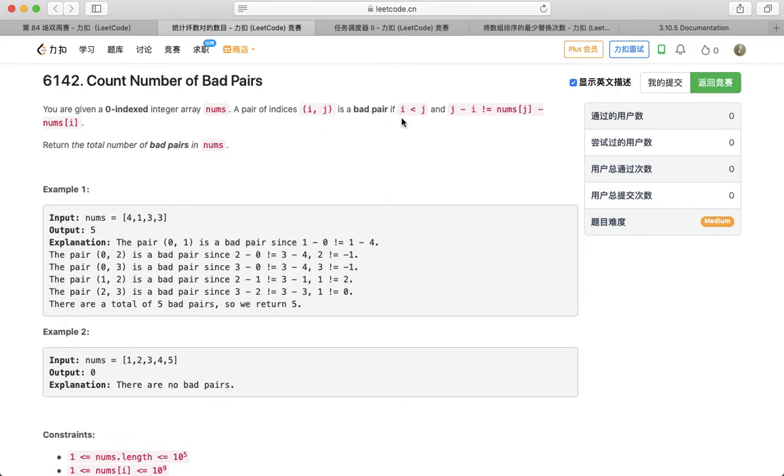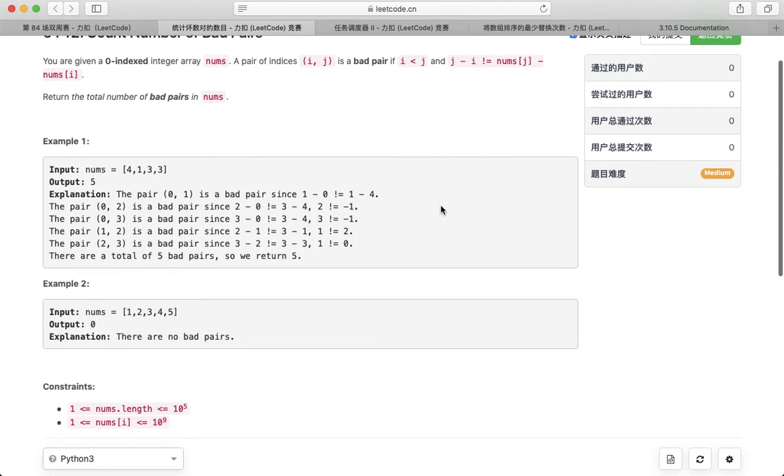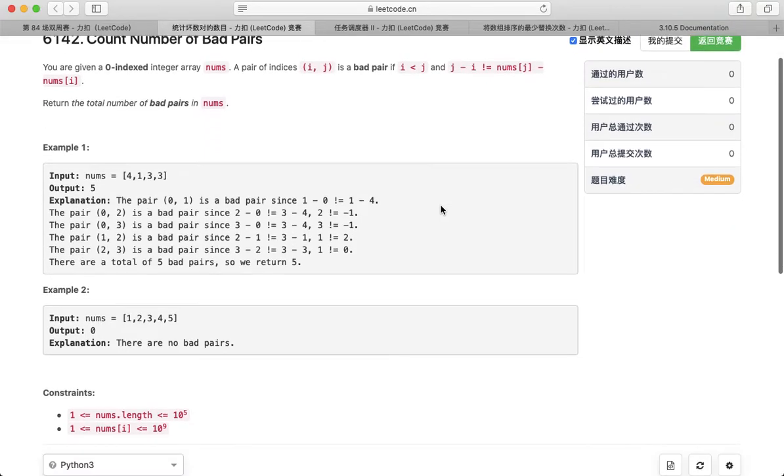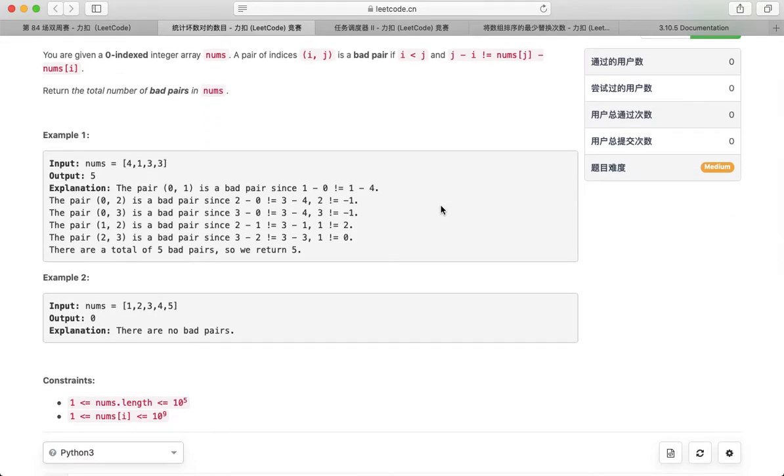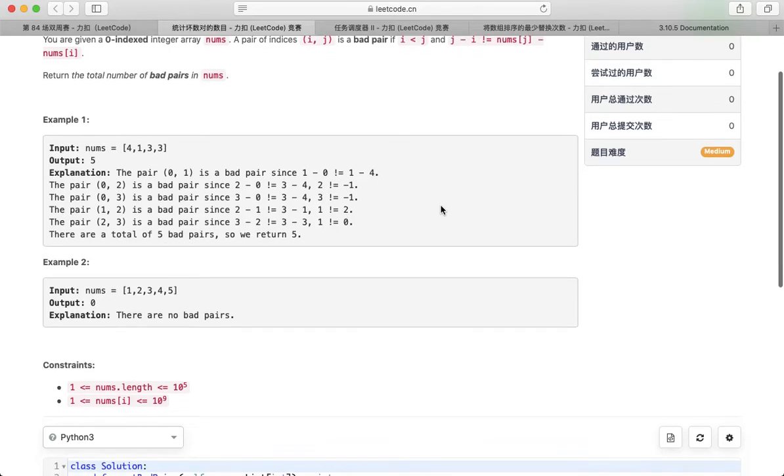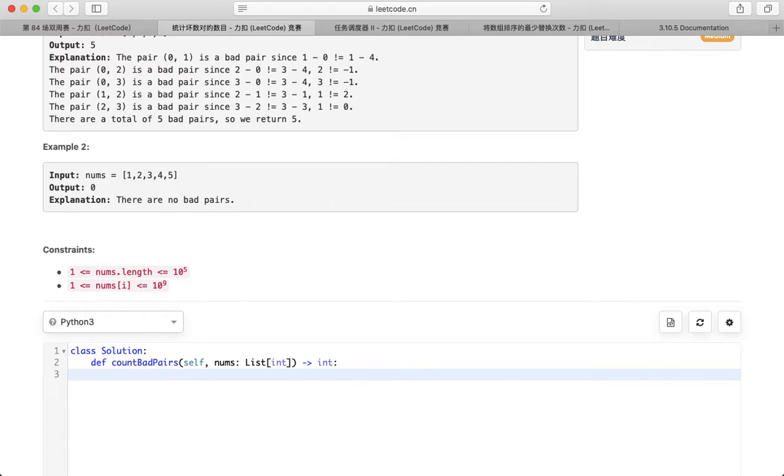It's a bad pair if i is smaller than j and... Okay, interesting. So this just means that, well, it's easy to count the number of good pairs, and then we subtract it from the number of total pairs. And good pairs is just like, we can group them by value minus index.